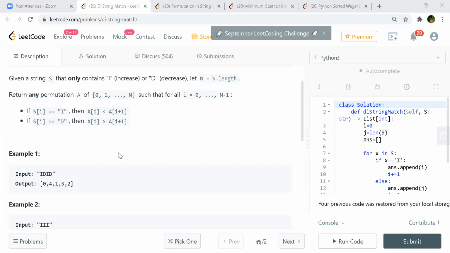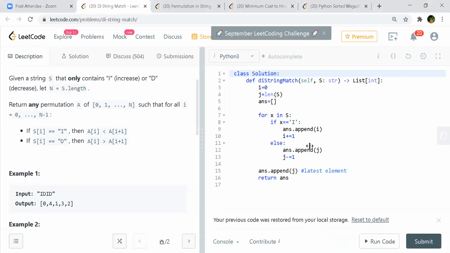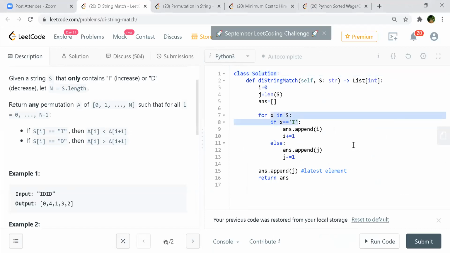Do you want to share? No, you go ahead actually. That is what I would say. It's just one and the same thing as whatever you are saying. Whenever I see I, I'm just appending that particular I value and increasing it by 1 for the next time I hit an I. And similarly, if you see D, then we do J minus 1: append that J and decrease J by 1 for the next one. Finally, the latest element you append to your answer, and then return the answer.